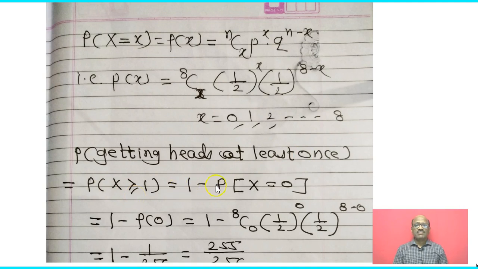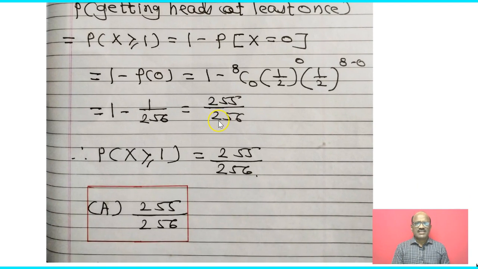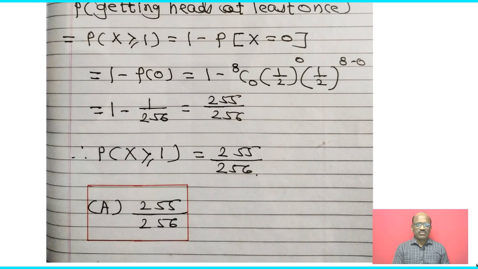Therefore, we find 1 minus P(X = 0), that is 1 minus P(0). That is 1 minus 8C0 (1 upon 2) raised to 0 and (1 upon 2) raised to 8 minus 0. The value is 1 minus 1 upon 256, and that is 255 upon 256. It's a very simple problem. Option A is the correct one, that is 255 upon 256.